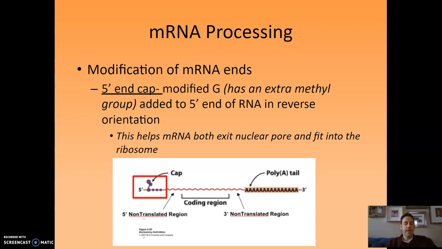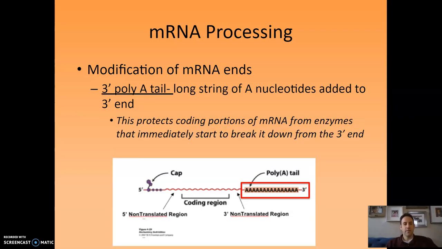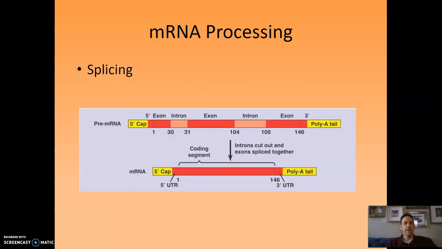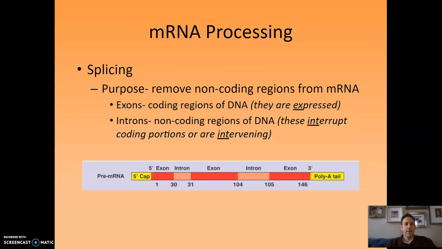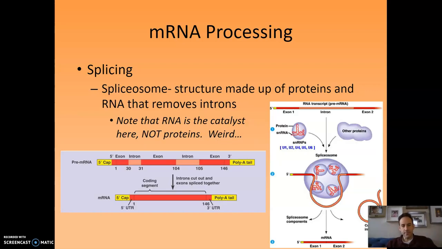So the ends are modified. We add this little cap on the 5' end. We add this poly A tail on the 3' end. And then we have to do a little bit more work. We have to splice out these non-coding regions, which it may have surprised you to discover existed. So yes, in eukaryotic cells, there's these little weird interrupting sequences called introns. And so in splicing, we're getting rid of those introns, so only the coding sections are there. And this process is carried out by this little thing called a spliceosome.